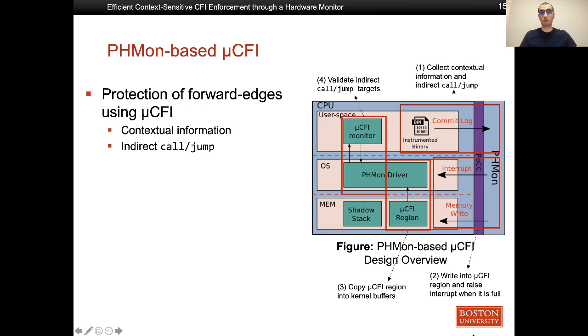And finally, the micro CFI monitor, which is a software-level monitor in charge of validating the RCT targets, obtains the content of the kernel buffers to validate indirect call and jump targets and ensures that they are complying with the CFG.